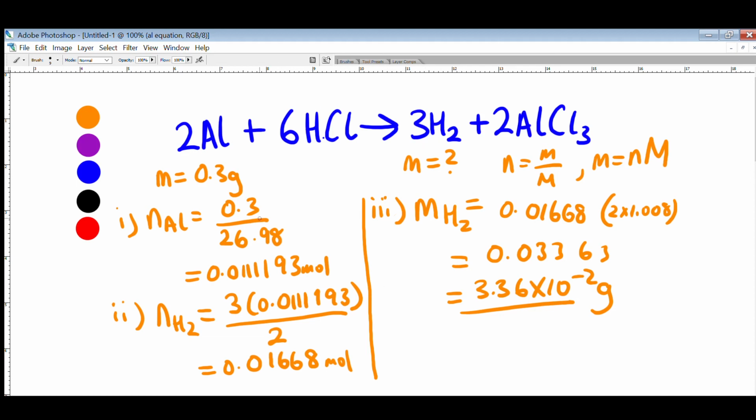And we underline our final answer. So once again, you can see that the process, going from mass to moles, moles to moles, and then moles to mass, is exactly the same as it was in the previous question. But here, the only challenging step is converting from 2Al to 3H2. So sometimes that's probably the hardest stoichiometric ratio you can get. So once you do that, there's nothing really that can stop you.